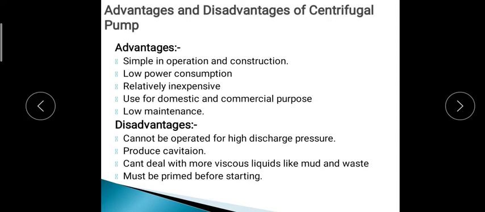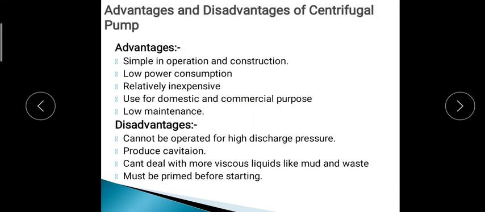Now we'll discuss the advantages and disadvantages of the centrifugal pump. It is simple in construction and operation. It consumes low power. It is relatively inexpensive compared to other pumps, and as we know, we use it for our domestic purposes and industrial usage, and it has low maintenance.